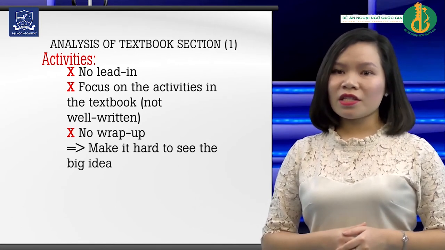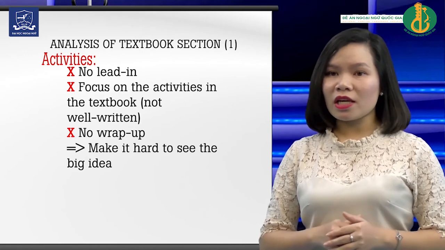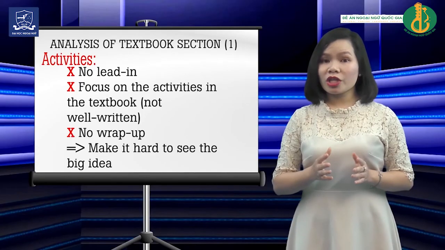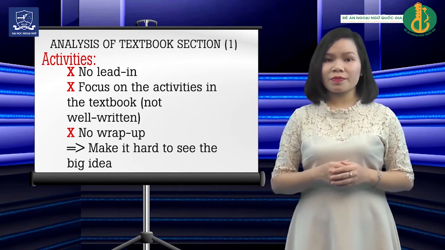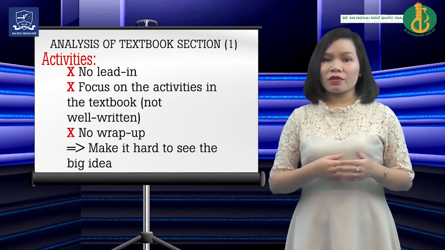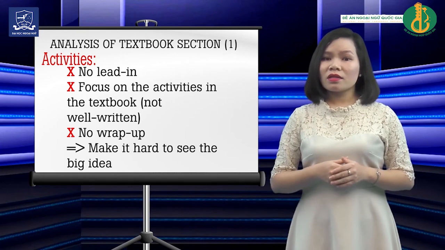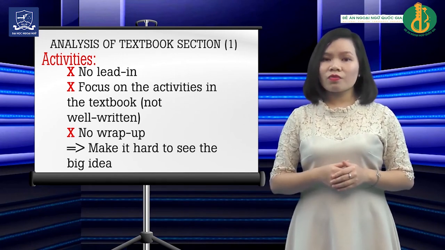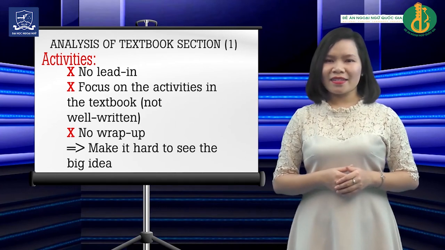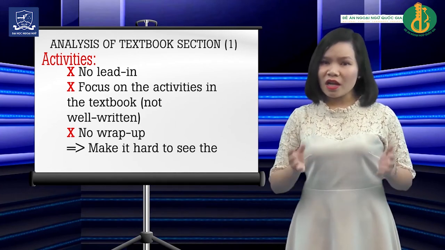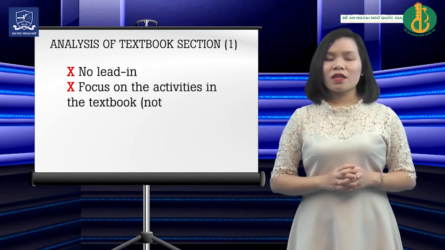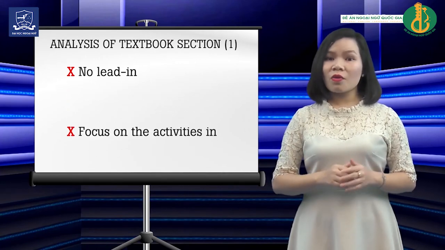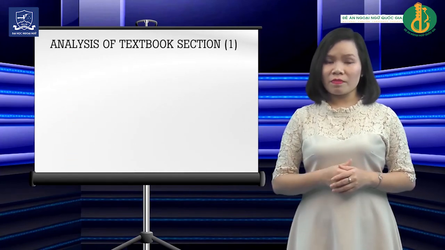Throughout the lesson, the teacher tends to stick too rigidly to the textbook. He or she is just trying to complete all the tasks and exercises provided in the textbook instead of focusing on trying to reach the objectives. Meanwhile, this textbook section is not very well written. At the end, we can't find any wrap-up to connect all the content and get the students back to the big idea. So on the whole, this plan lacks cohesion to give the lesson a big idea.